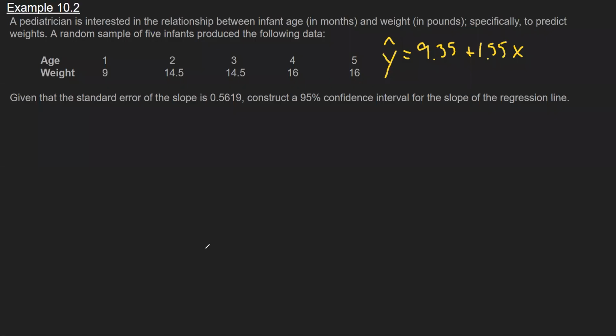Hey there, welcome back to continuing our linear regression example between predicting the weight of infants from their age. So if you recall from the previous video, we constructed the linear regression equation where we get y hat with an intercept of 9.35 and a slope of 1.55. And so again, the idea here is we're estimating y, and if you recall, y here is the weight. And what we're using to try to estimate the weight is going to be their age measured in months.